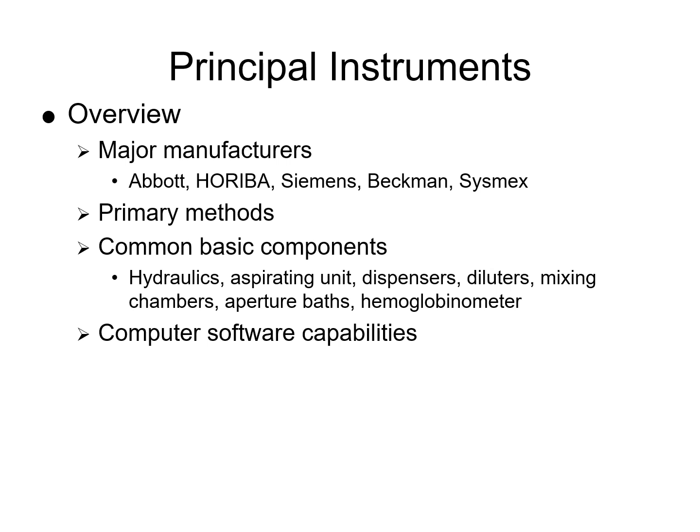Some basic components: they have hydraulics for fluid movement, aspirating units to draw blood samples, dispensers and diluters to prepare specimens, mixing chambers to ensure sample homogeneity, aperture baths where cells pass through sensors, and hemoglobin meters for measuring hemoglobin concentrations.